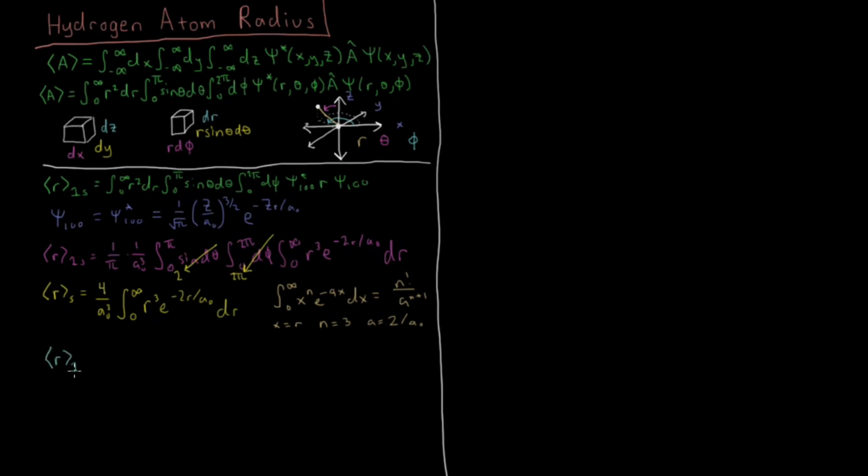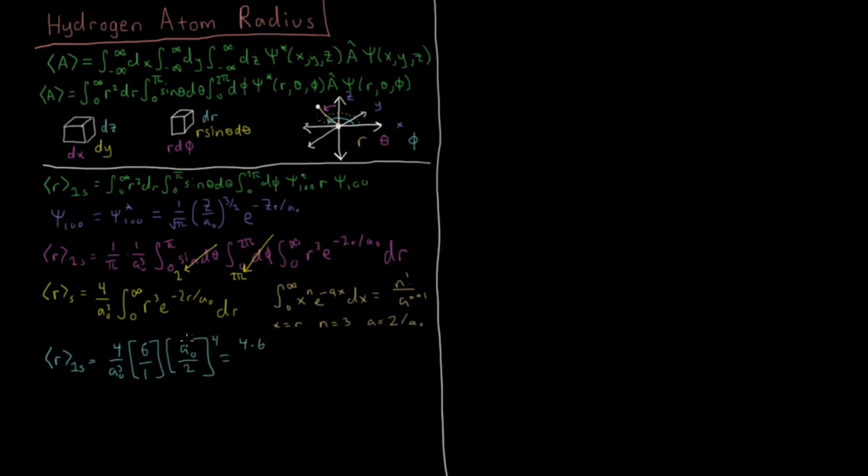We have the expectation of r for the 1s orbital. It's going to be 4 over a naught cubed of 3 factorial, which is 6, 3 times 2 times 1, divided by, I'm going to do this second part separately. Since it's 2 over a naught and it's on the denominator here, I'm going to make this a naught over 2. So instead of being on the denominator, it's on the top now since I reversed that. And then this is to the 4th.